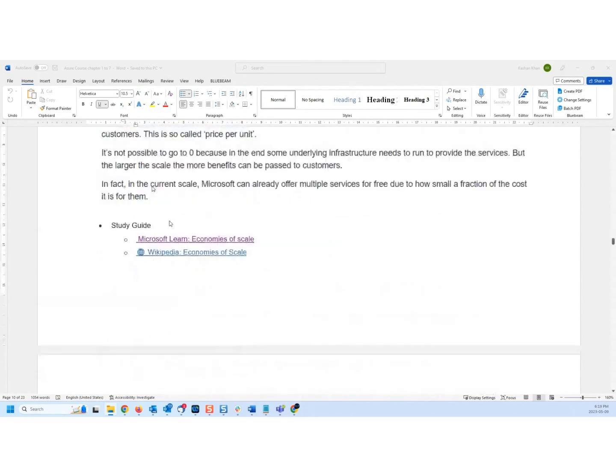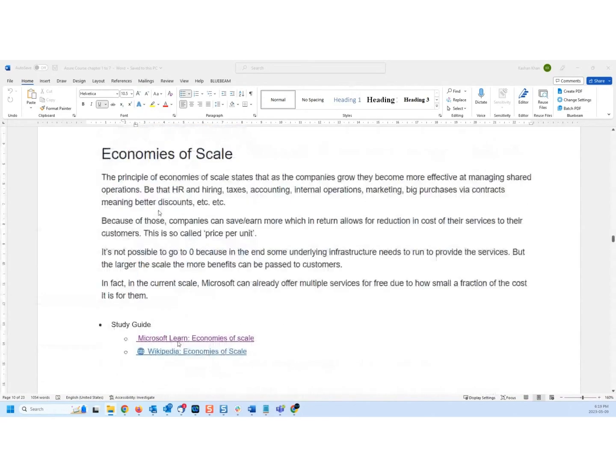So this is the chapter for you to read. This is the general idea of economies of scale, how it works. But I want to imply it here that in any business right now, how Microsoft is able to give you this trial for 14 days is because of these economies of scale. And it happens to any other company.